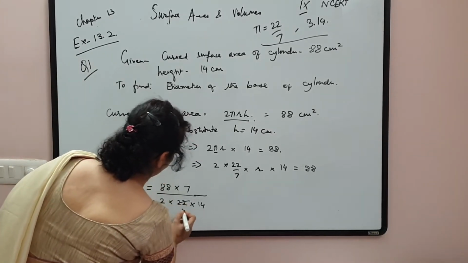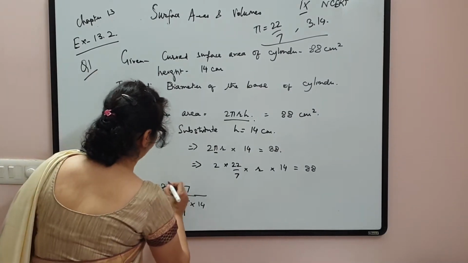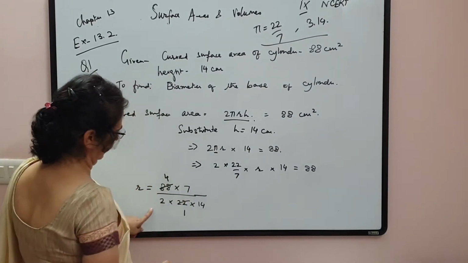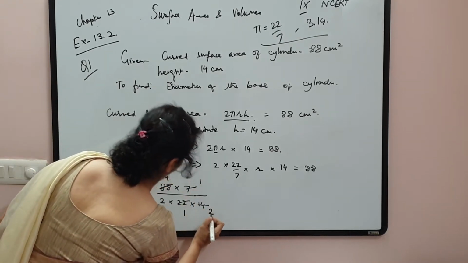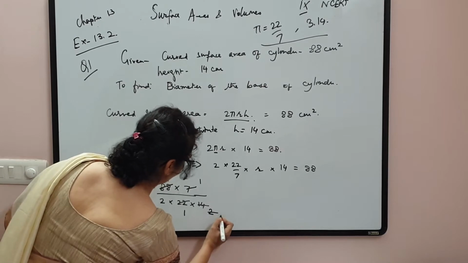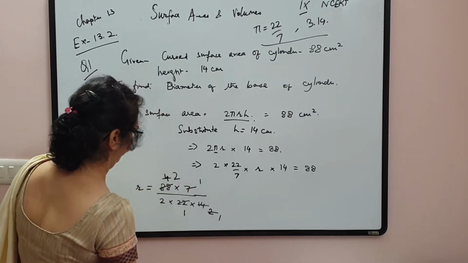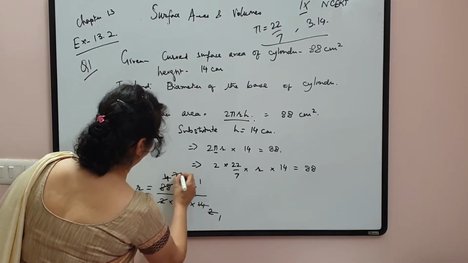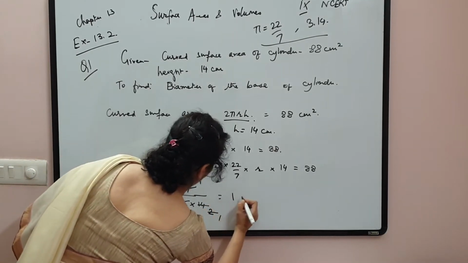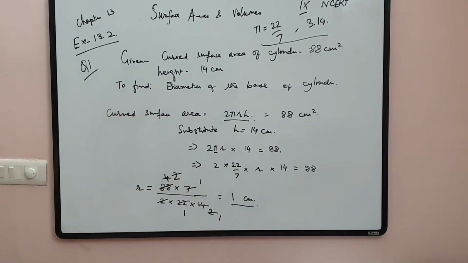22 in this, you can cut it by 22. 22 1s are 22 and 22 4s are 88. Right? 7 1s are 7, 7 2s are 14. 2 1s are 2 and 2 2s are 4. What are you left with, children? 2 here gets cancelled with this 2. What are you left with? 1. So r is equal to 1 centimeter. So simple.